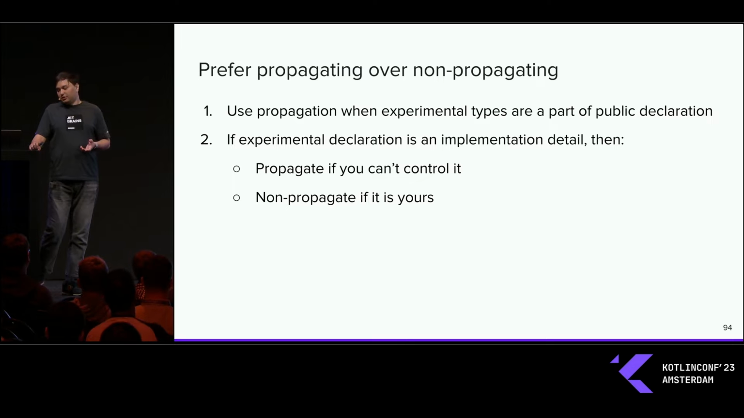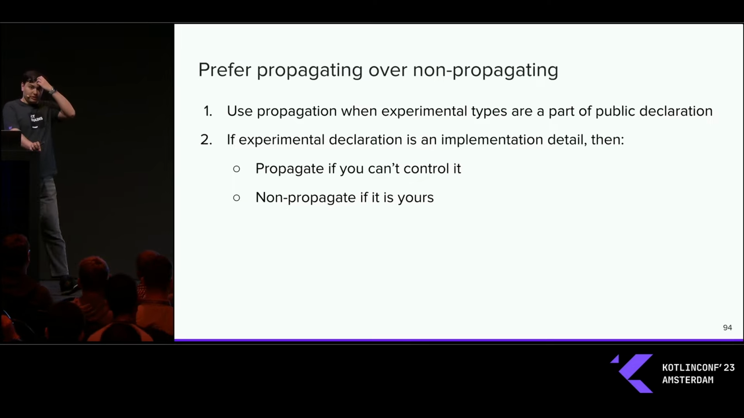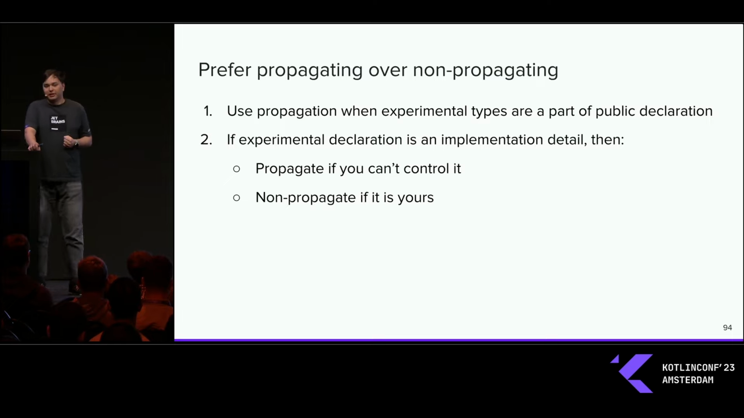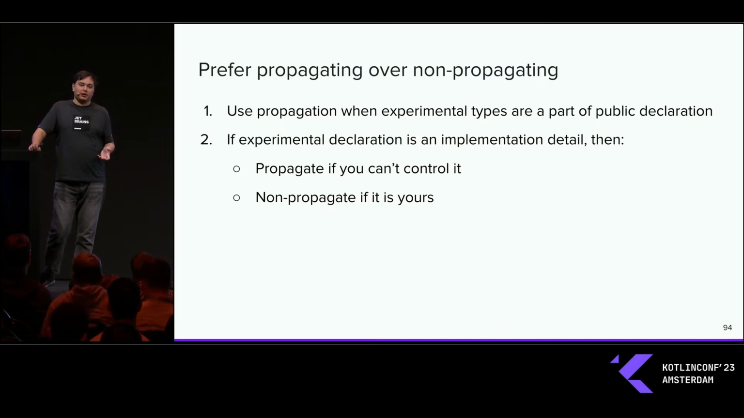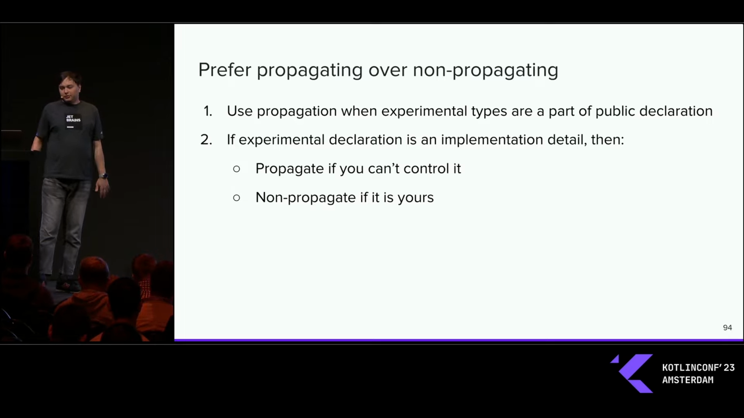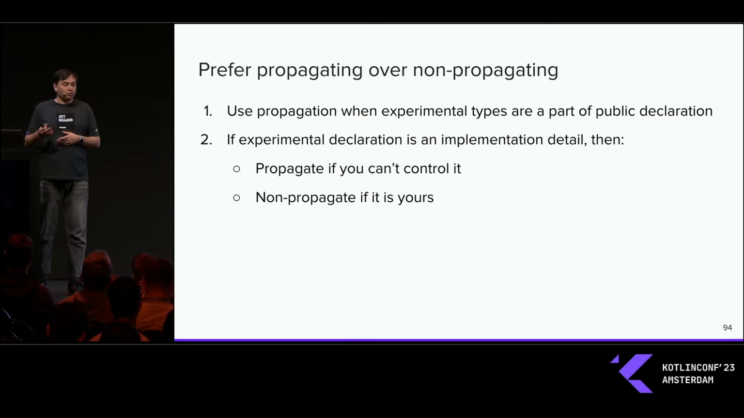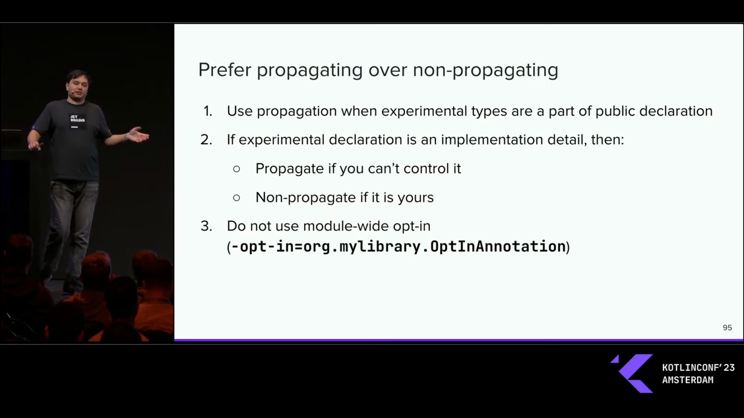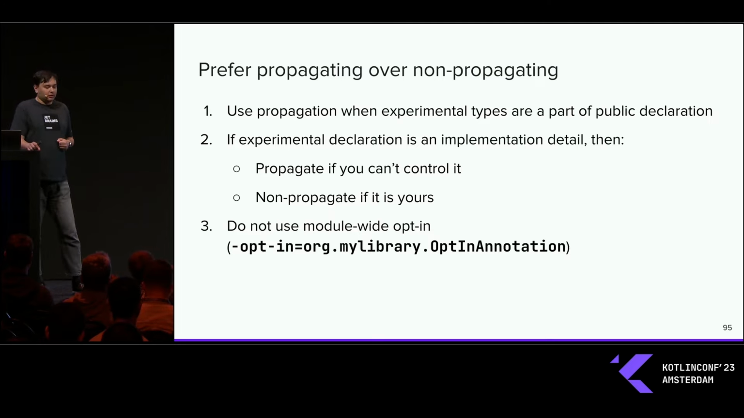The exception is you can opt in into the experimental declaration if it is your own experimental declaration. For example, in Kotlin serialization, we have experimental serialization API, and we can opt in into it in some of our implementation details, because we know when this API is changed, we know how to perform migration, and so on. So if it is your own experimental annotation, you can opt in into it. And do not use module-wide opt-in that suppresses the warnings for the whole module, because you may accidentally just forget about one. It is also an option for application developers.